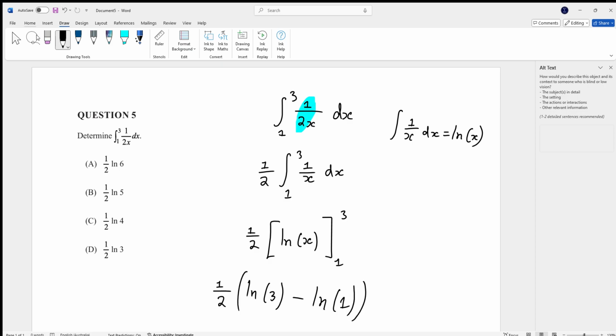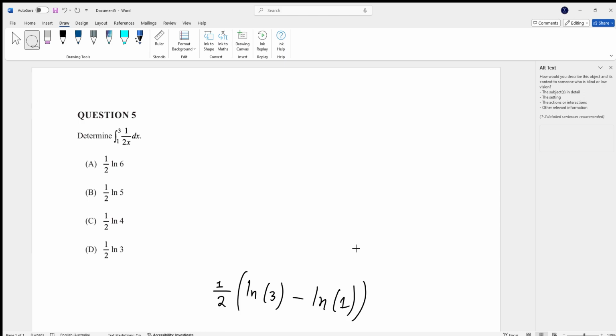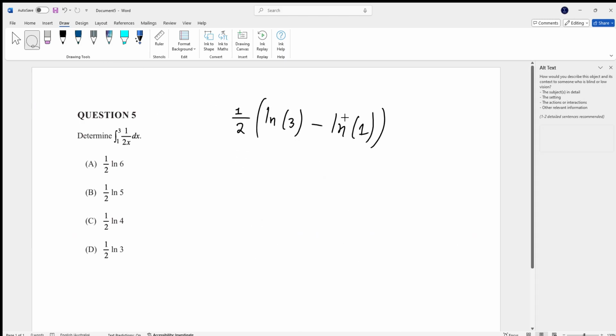Now, there's two ways to deal with this last bit here. In my opinion, the first one is the easiest. You should know natural log of 1 is 0 straight away. But if you didn't know that was equal to 0, you could divide the logs anyway. So it'd be natural log of 3 over 1, which would give you natural log of 3 anyway. So it works out either way. I reckon everyone should know log of 1 is 0 though. So here you have a half ln of 3, and that's our correct answer.